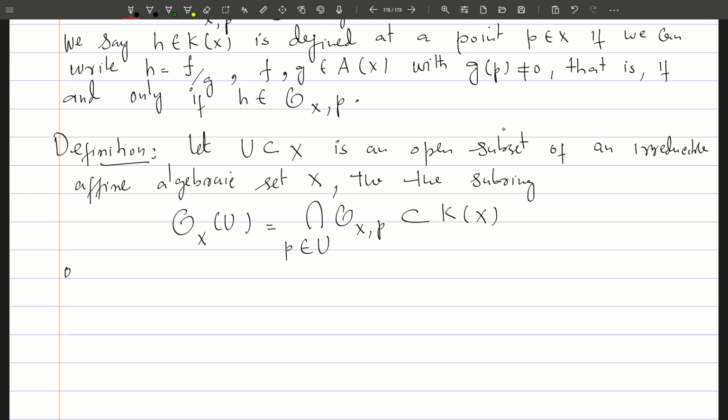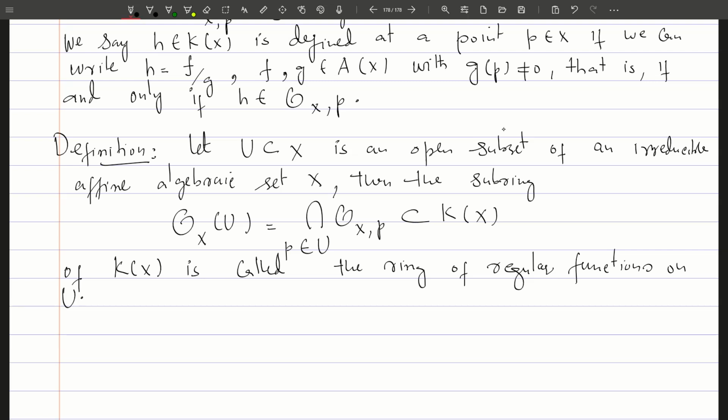So the subring O sub x of U of Kx is called the ring of regular functions on U. Thus a regular function on U is defined at each point of U.